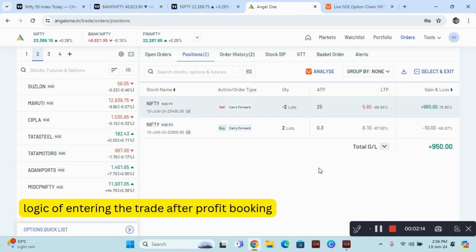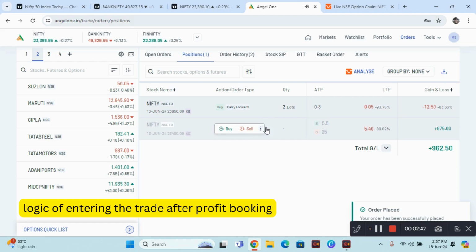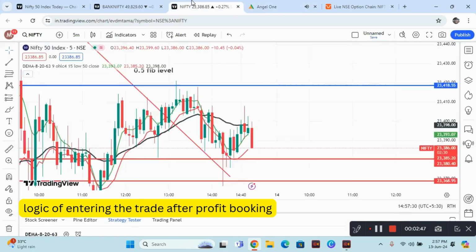And now, friends, I will book the profit, because it's only 15 minutes remaining. If the market gives a bullish movement, then I will lose this profit as well. Therefore, I will exit now. See, I'm exiting the trade now. You can see it's here. I exited this as well. Okay, friends.